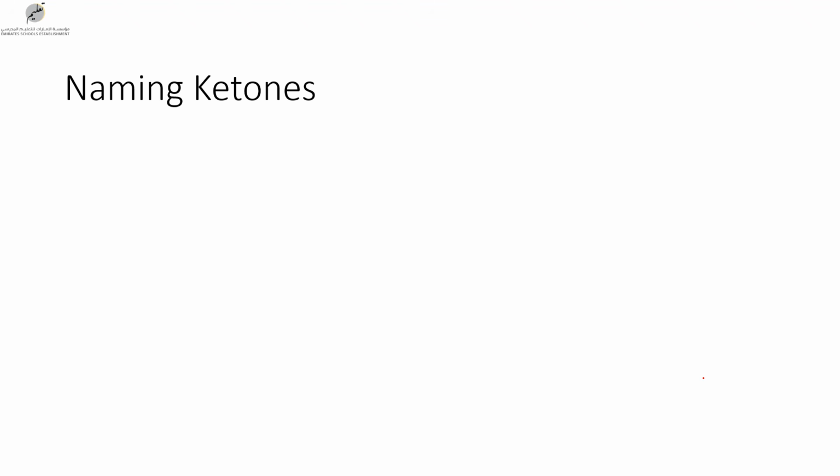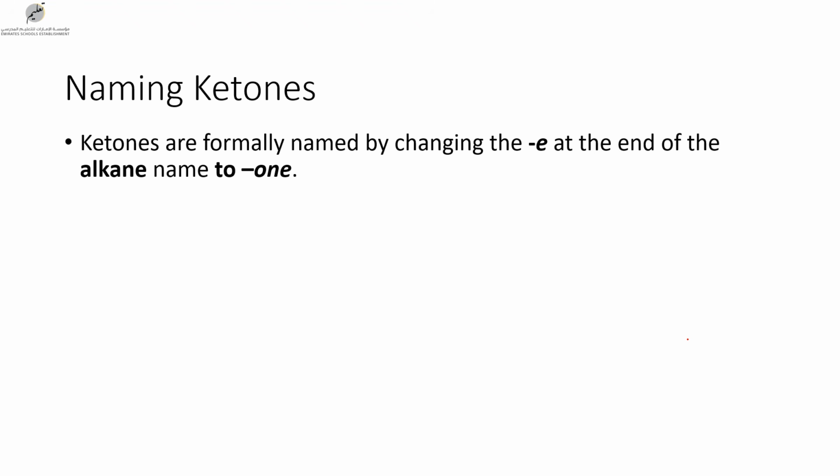How do we name ketones? The naming is very easy. It's similar to aldehydes. We will name the normal alkane, but we will remove the E and put one. So in aldehydes we added al, right? But here we add one, because it's from ketone.